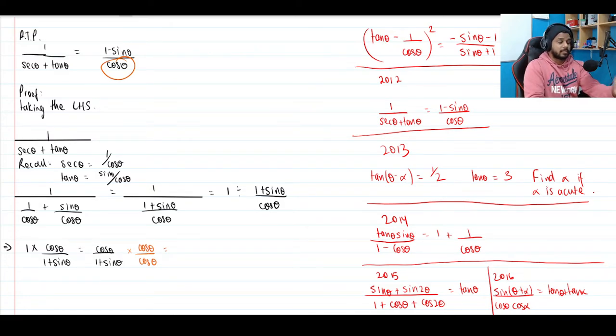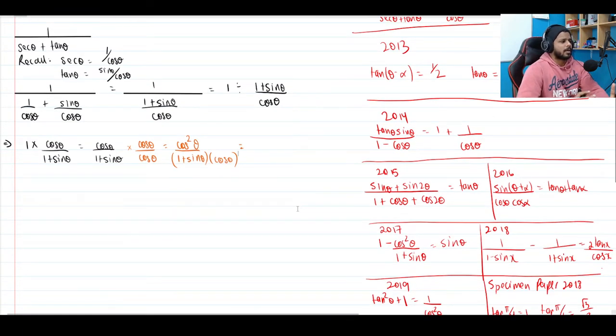Well, if I multiply by 1, this becomes cosine squared theta over 1 plus sine theta multiplied by cosine theta. Now, I could hit a recall here because I end up making it a little more complicated in order to make some form of a substitution.